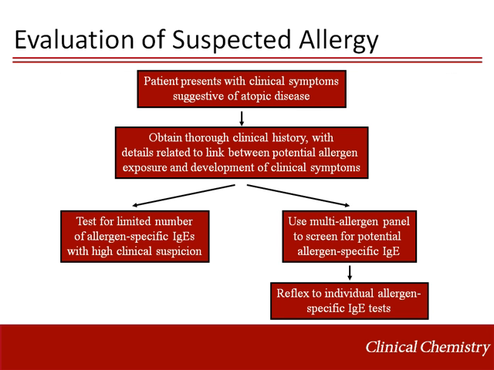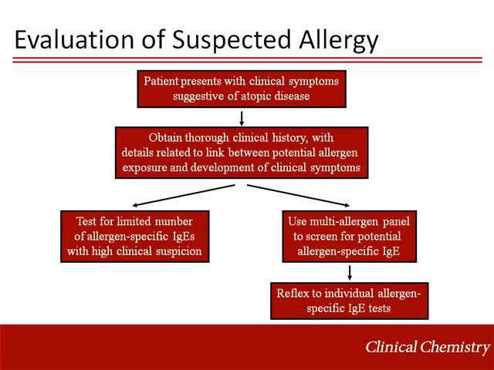So, in thinking about evaluating a patient with suspected allergic disease, it is important to guide test selection based on the specific patient. A thorough history is critical, as it can help to identify potential causative allergens. It is important that exposure to the allergen be considered in the context of when the clinical symptoms developed. At that point, rational choices can be made regarding testing for allergen-specific IgE antibodies. One of two approaches can be taken. Testing can be done for a limited number of allergen-specific IgE antibodies for which there is a high degree of clinical suspicion. Or, multi-allergen panels can be used as screening tests.